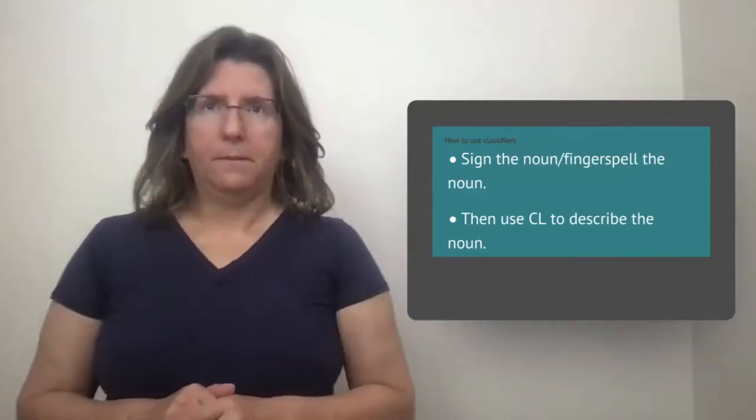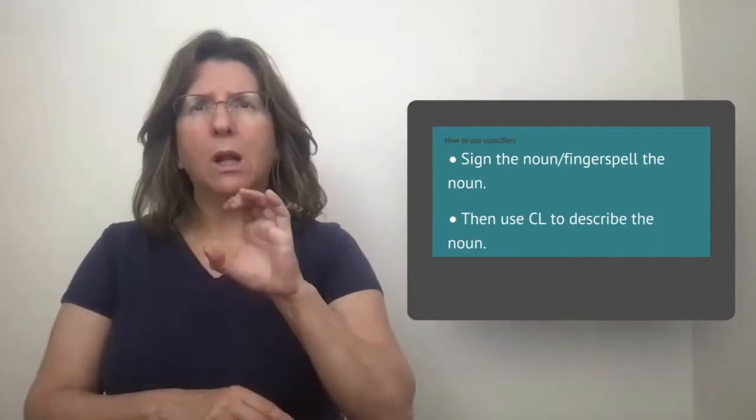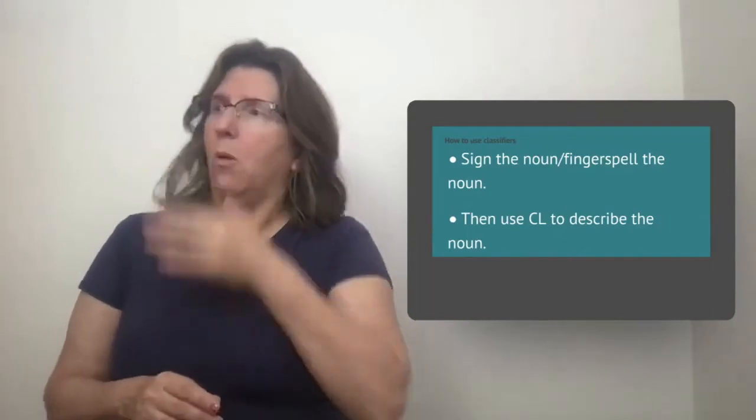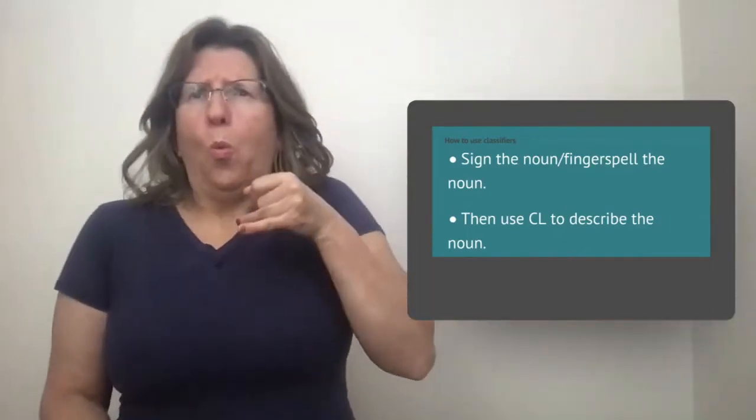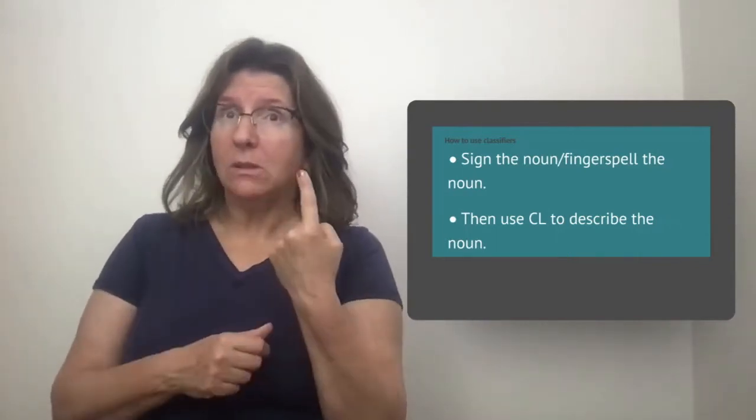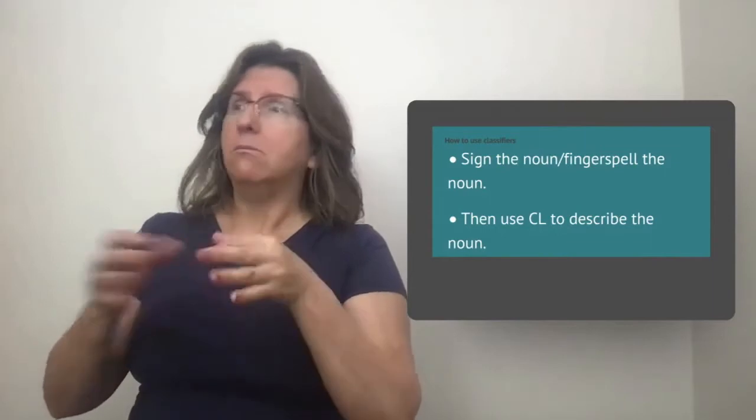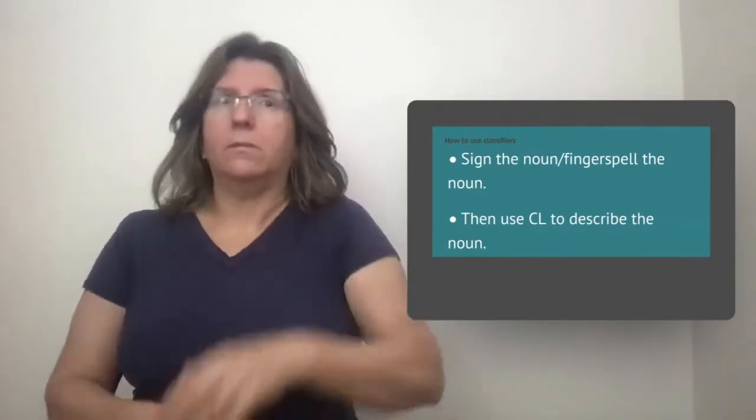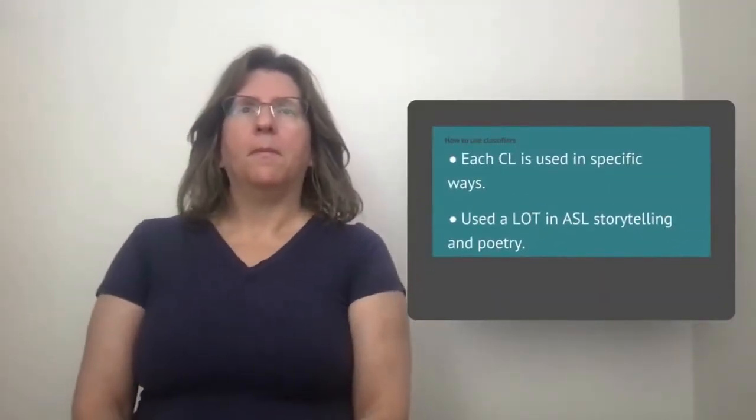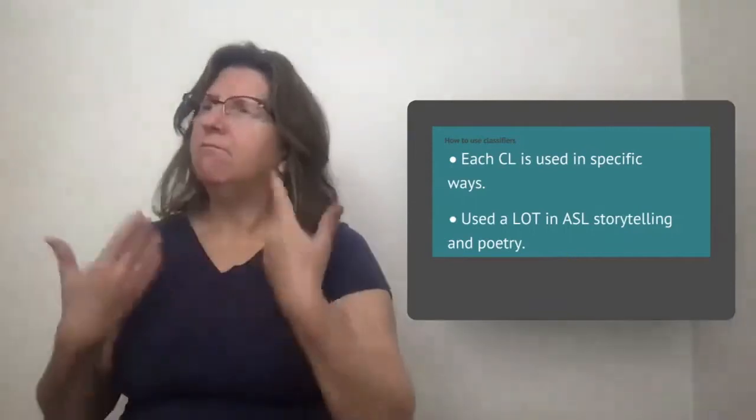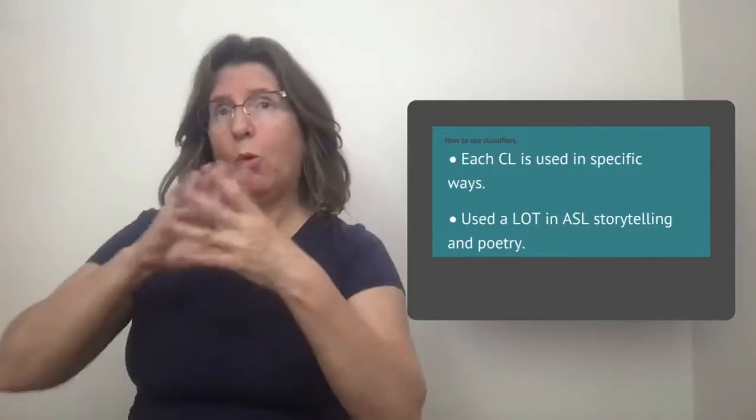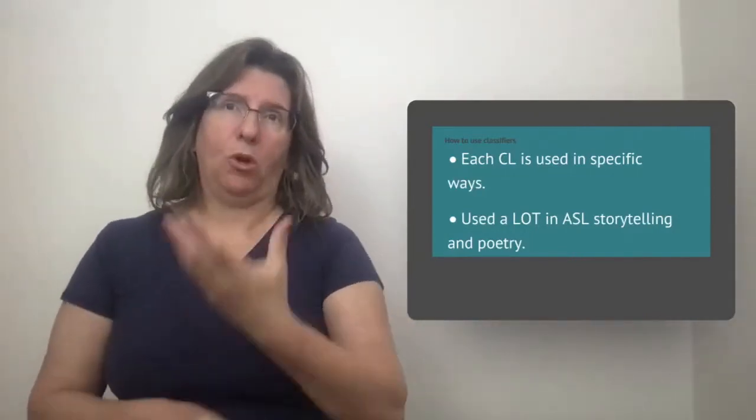So if we go back to our woman, notice how she's referenced in space. We point to her in space. And now we'll describe her as thin. So the basic sentence pattern is to identify the noun first, then add the classifier. Classifiers are used in various ways but limited to specific meaning representations. They are used heavily and beautifully in ASL storytelling and poetry.